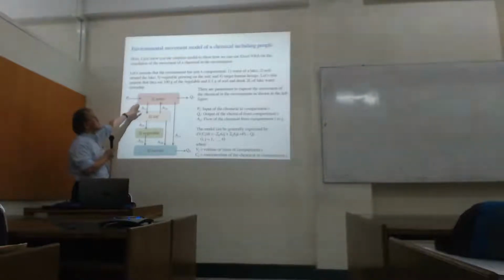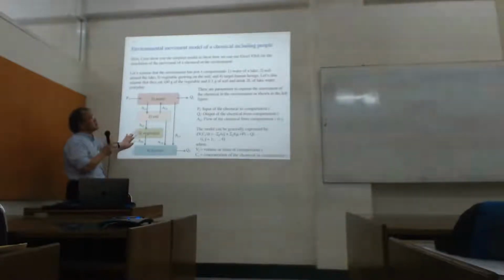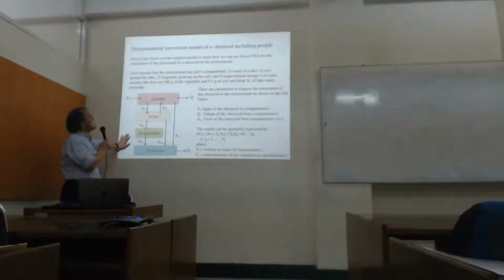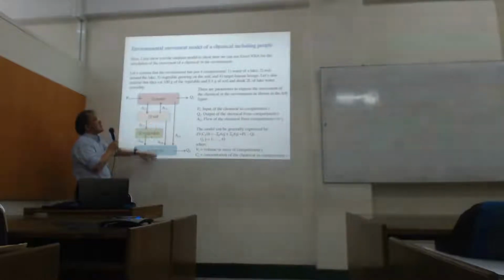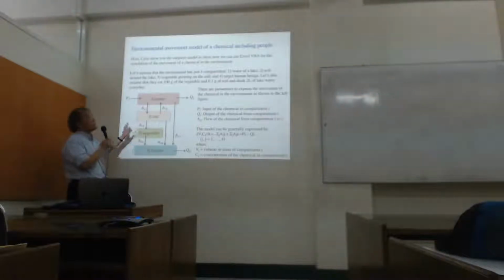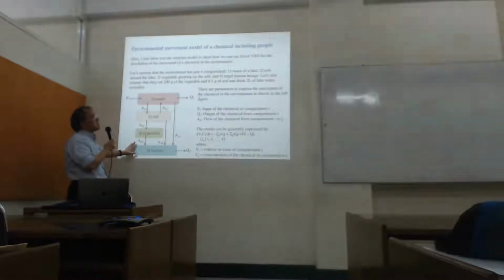Let's assume this water is a lake, and the soil means soil around the lake. Vegetable means vegetable growing on this soil, and the target is human beings. Let's also assume that they eat 100 grams of the vegetable and 0.1 gram of soil, just like the plants, so soil particles, and drink 2 liters of lake water every day. Using these assumptions, you can calculate the exposures.